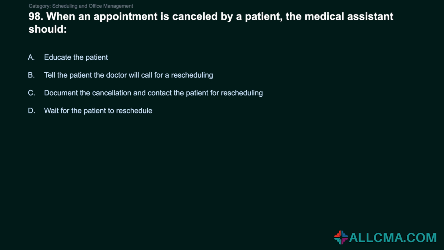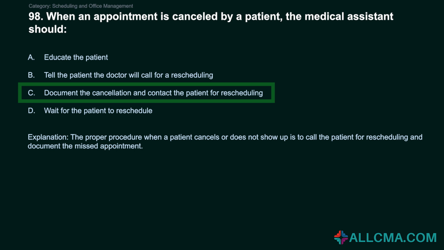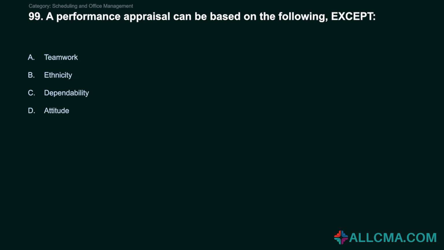98. When an appointment is cancelled by a patient, the medical assistant should A. Educate the patient. B. Tell the patient the doctor will call for a rescheduling. C. Document the cancellation and contact the patient for rescheduling. D. Wait for the patient to reschedule. Correct answer: C. Document the cancellation and contact the patient for rescheduling. The proper procedure when a patient cancels or does not show up is to call the patient for rescheduling and document the missed appointment.